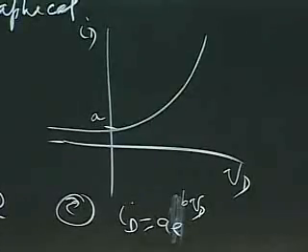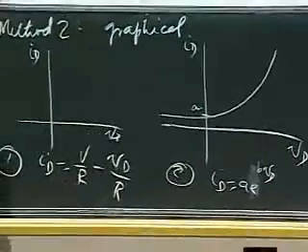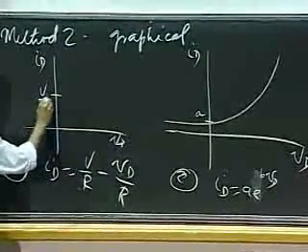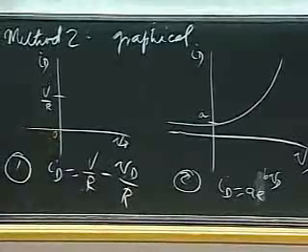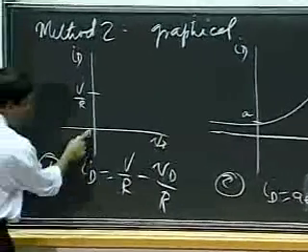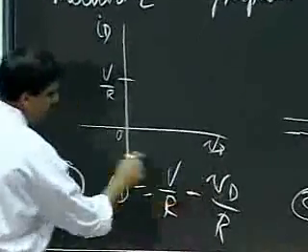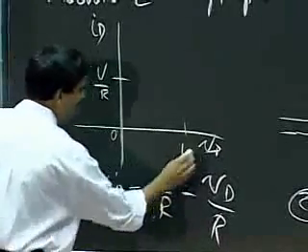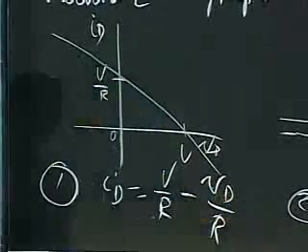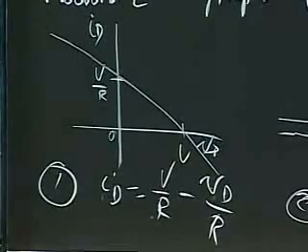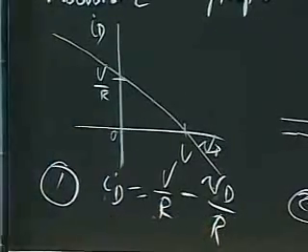So this equation establishes the following straight line relationship. It says that when VD is 0, ID is V divided by R. So that's here. And similarly, when ID is 0, then VD is equal to V. So I get something here. That's my straight line relationship corresponding to this equation.